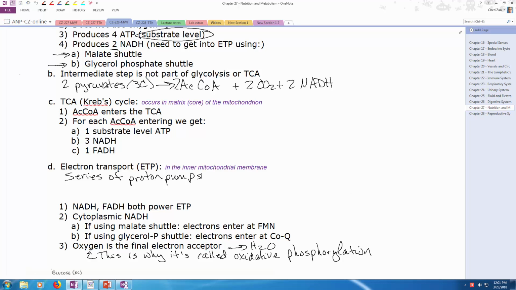The area that we finished off with was right before here, the intermediate step. They don't consider that part of glycolysis because glycolysis is in the cytoplasm, and this intermediate step goes from the cytoplasm into the mitochondria. So they don't have a really good name for it. And it's not one of the three main steps. So realize that we have 4 steps here, and the one that's not considered a main step is this intermediate step because it moves things from the cytoplasm into the mitochondria.